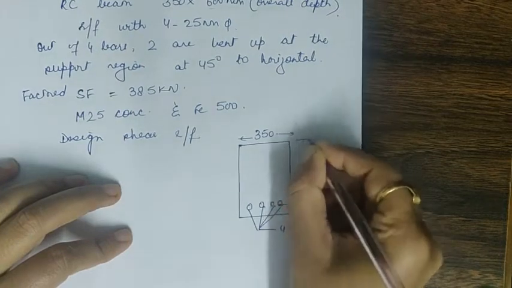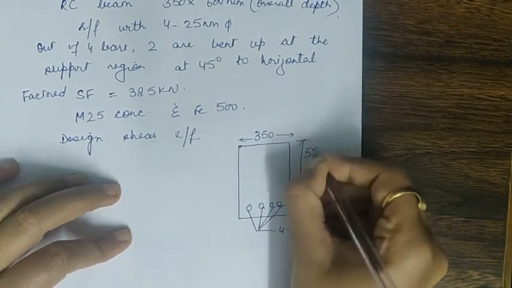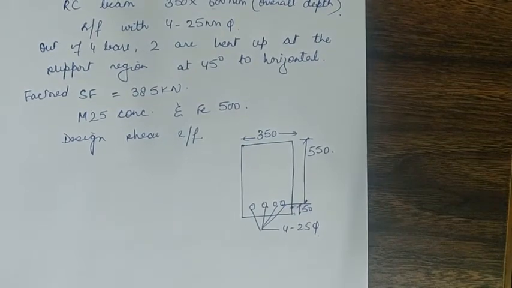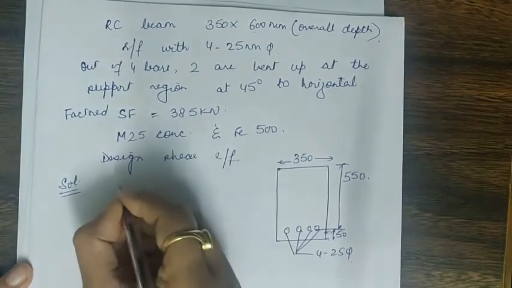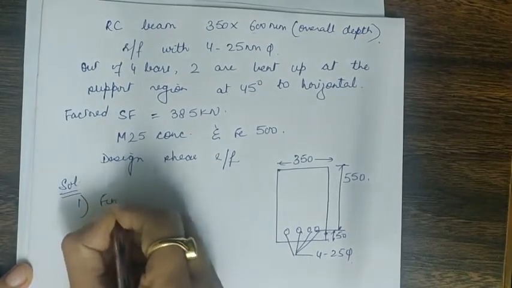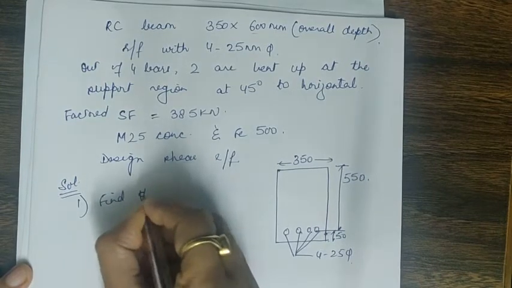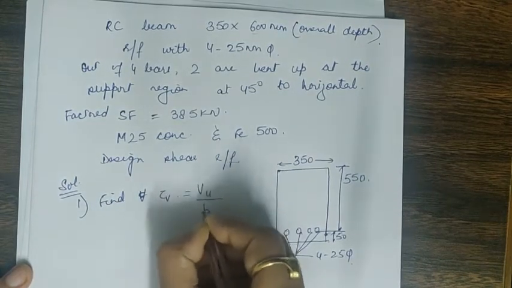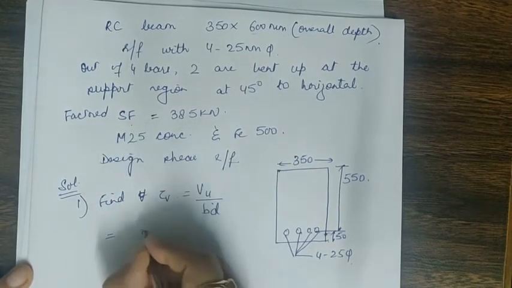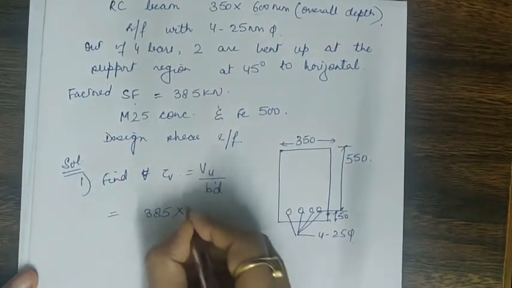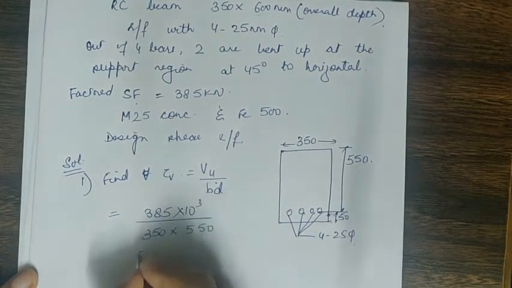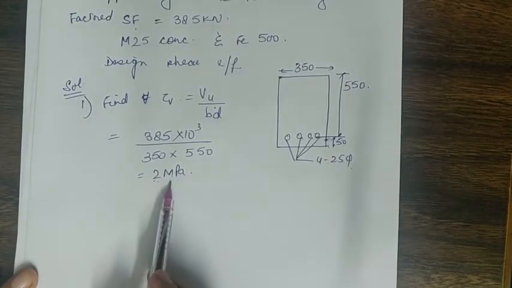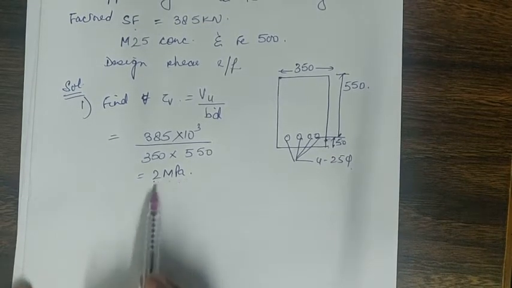Cover was 50. So effective depth is how much? 550. Okay? Clear? So what is the solution? What was step 1? We will find out Vu. Find out tau v. That was Vu upon bd. Vu is factored shear force. It is already given, 385 kilonewton. b is 350, d is 550. So it is coming out to be 2 megapascal. So shear stress to be resisted is 2 megapascal.